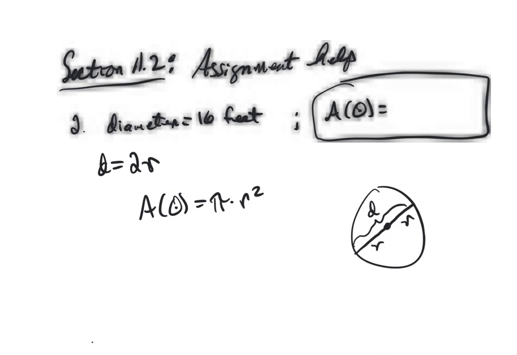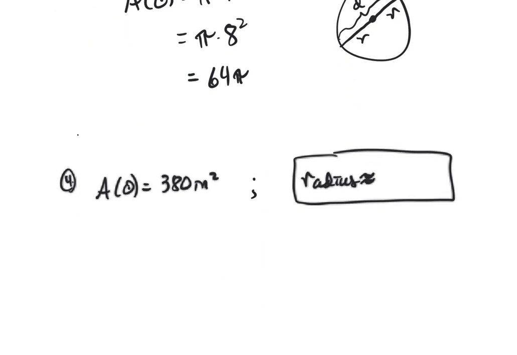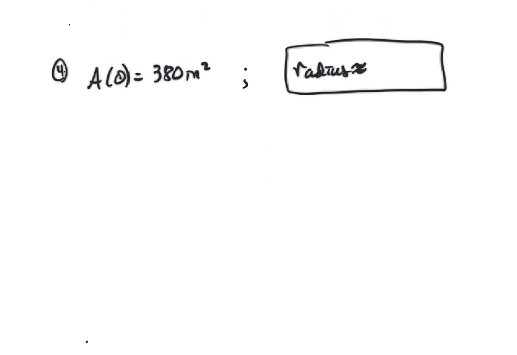Okay, so if the diameter is 16 feet, that makes the radius 8 feet. So since the diameter is 16, the radius would be 8. So we just simply have to replace r with 8 in our formula, and 8 times 8 is 64. So the exact area is going to be 64 pi square feet. And if anybody would prefer the decimal approximation, that's about 201.1. So 201.1 square feet.